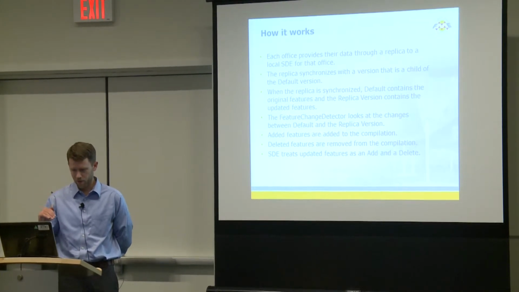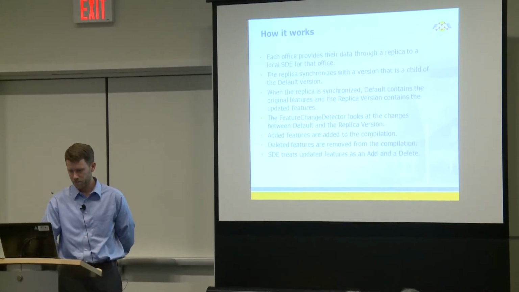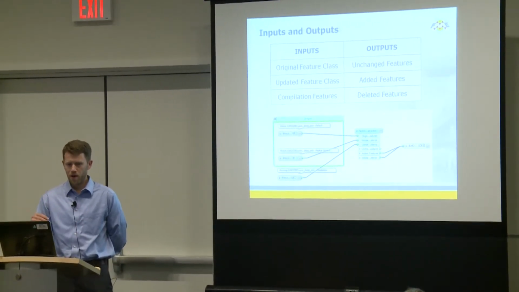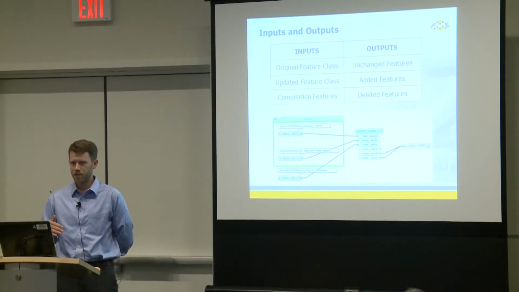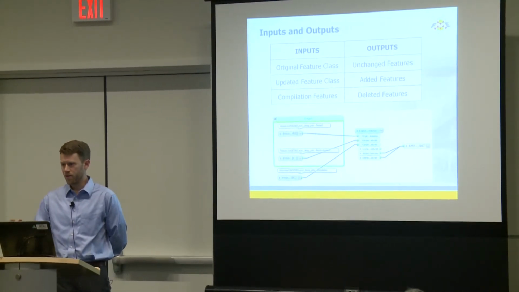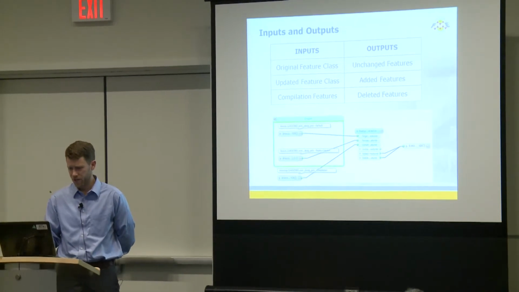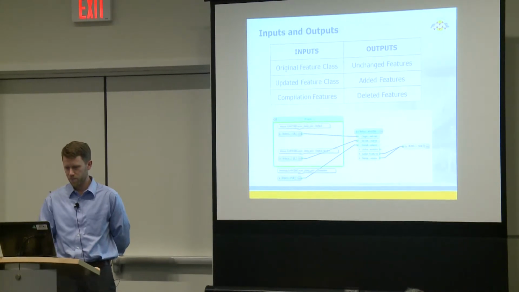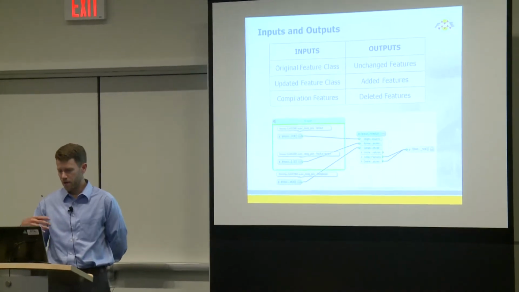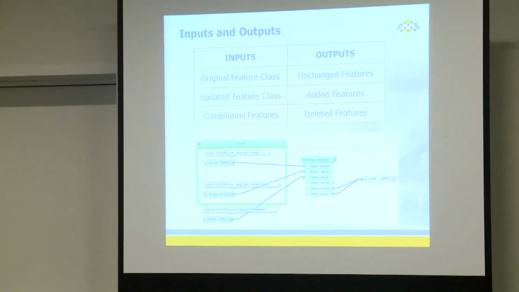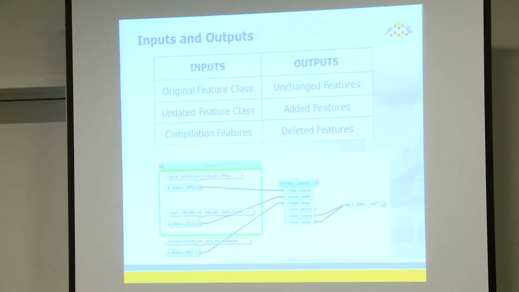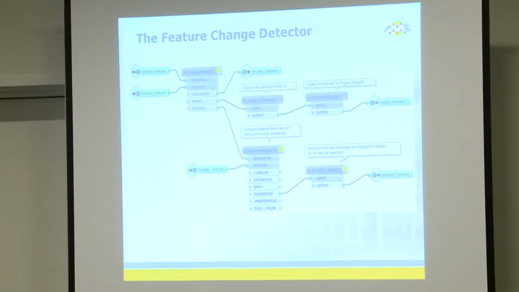So this is a brief summary of how it works, which is just more what we're going to be covering in each slide. Basically, each state has a replica that we collect the data from. And so we have a copy of each state's data, and then we process it all through a compilation. So for our feature change detection, we have three inputs: the original feature class, which is the default table, an updated feature class, and then the total compilation. And then the output is the changed features, or the added features, the unchanged features, and the features that had been deleted. Since we're using an SDE, we're managing the change detection with a version.